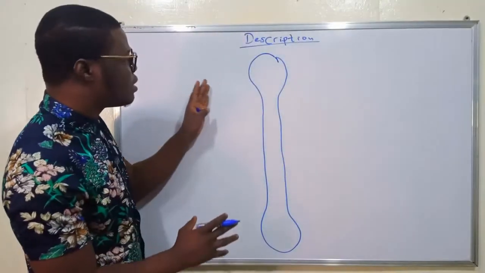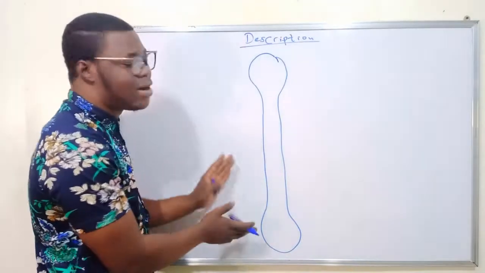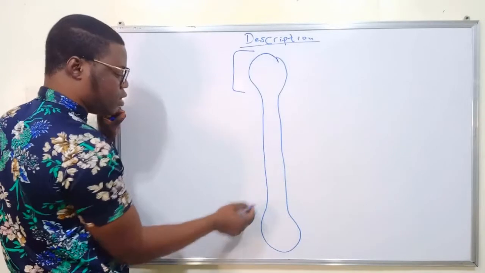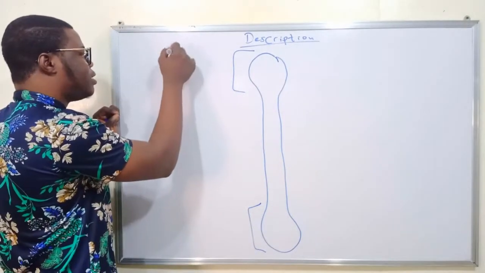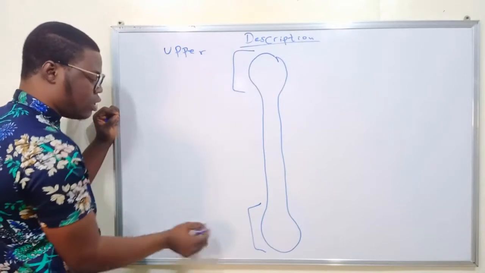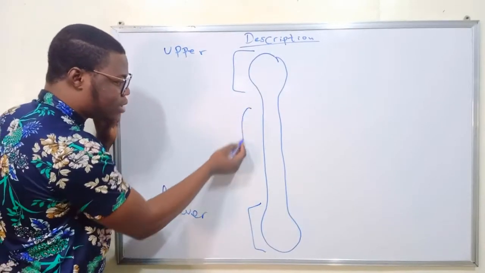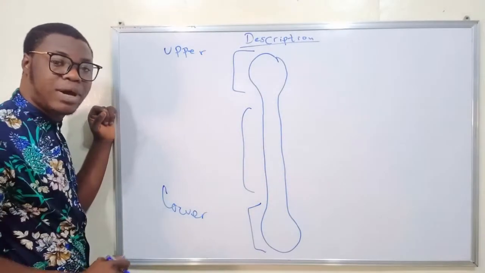Now, this is what a long bone looks like. And if you notice this diagram very well, you realize that we have two expanded ends, one at the upper side and the other at the lower side. And then we have an elongated mid part.